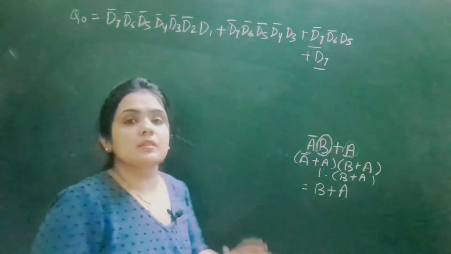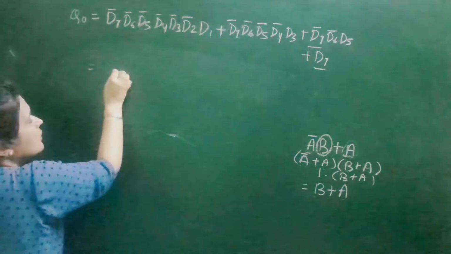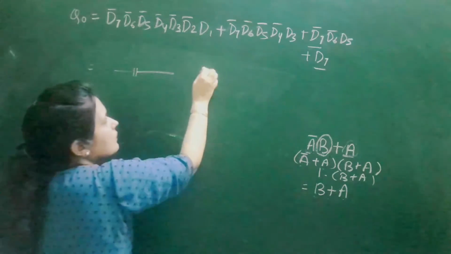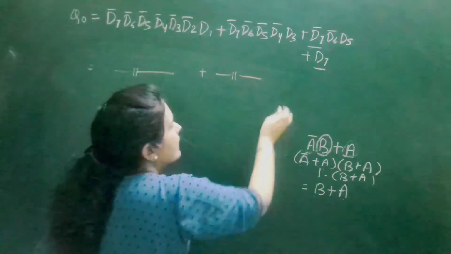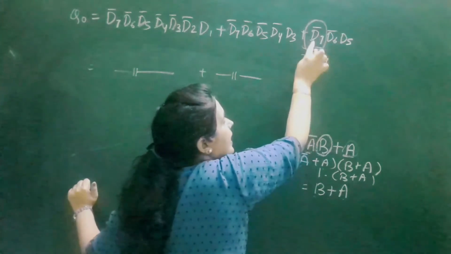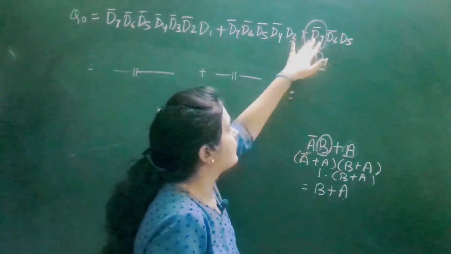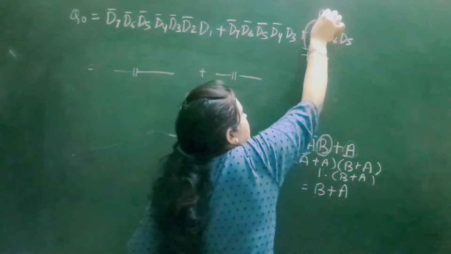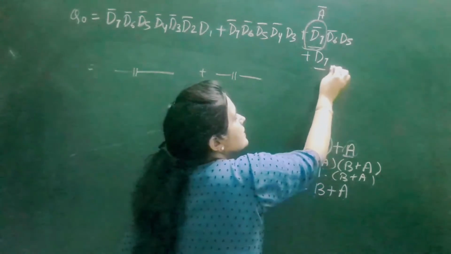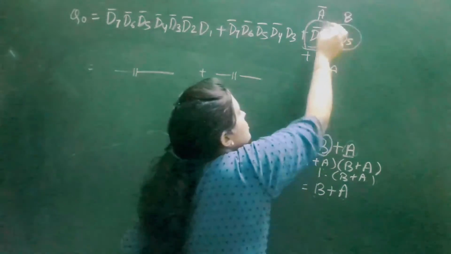Okay, so keeping this in mind, we can simplify this expression. In the first step, this term will be written as it is, this min term will also be written as it is, and in these two terms we can simply eliminate D7. Following this rule, we can write this as A complement, this D7 as A, and this as B.